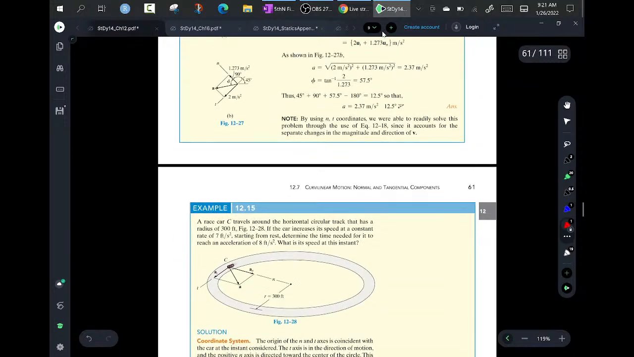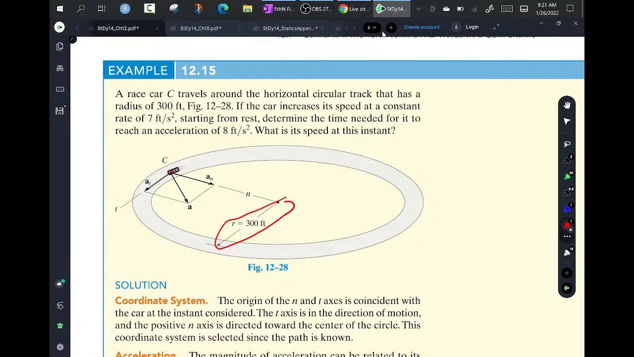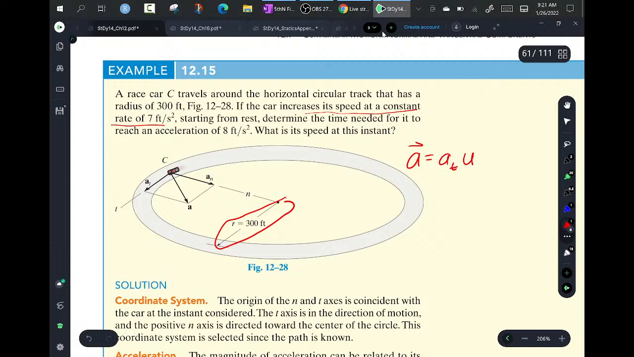So there are only 2 types of problems. Here's the other type. The other type is it's just fixed. So he's going at a rate, speed. Okay, if the car increases at a constant rate of 7, so what you have is tangential acceleration, and I guess he's still using u tangential plus, and just cut right to the chase, u normal. So you just put in that.